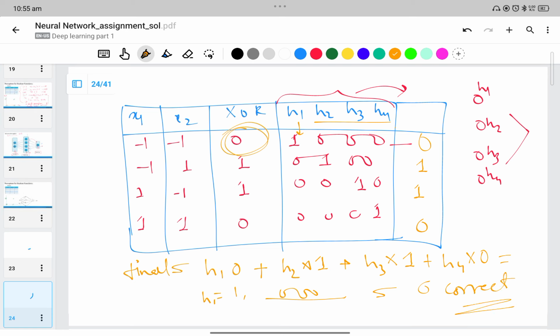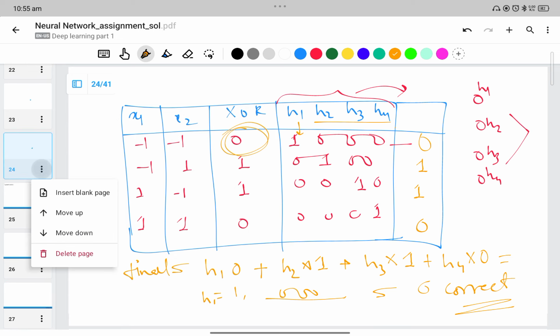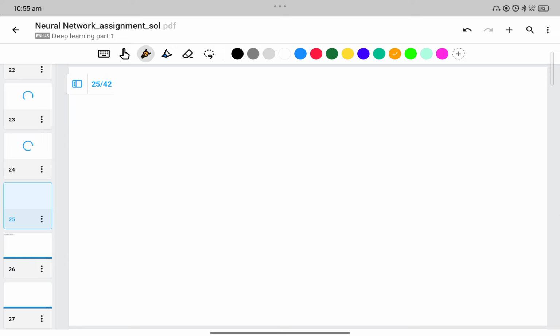And similarly we have other inputs. Let's say h2 equals 1 and the others are 0. So here 1 into 1, and the other terms will be 0. So we'll get 1, that is our desired outcome. In this way we can see that this network is doing perfectly well.